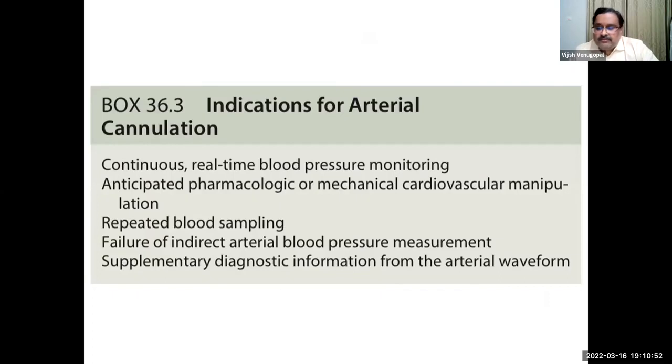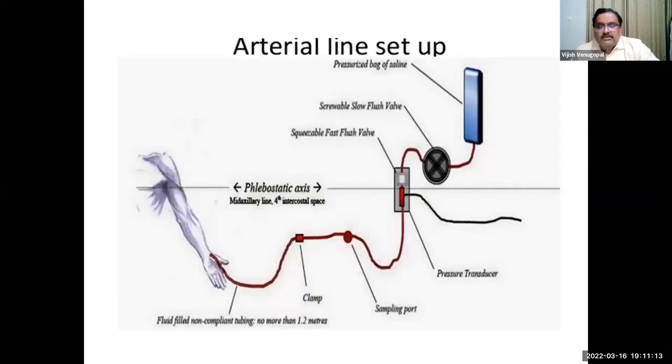Now, what are the indications of having an invasive arterial line? It is when you need continuous real-time blood pressure monitoring, when you anticipate pharmacologic or mechanical cardiovascular manipulation, when you require repeated blood sampling, when there is failure of indirect arterial blood pressure measurement, and when you anticipate that you need supplementary diagnostic information from the arterial waveform. So for any invasive setup, you need a pressurized bag of saline, a transducer, and a catheter, as well as a non-compliant tubing which connects the catheter to the pressure transducer.